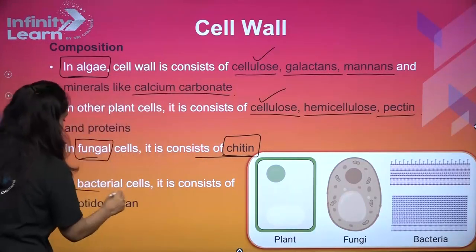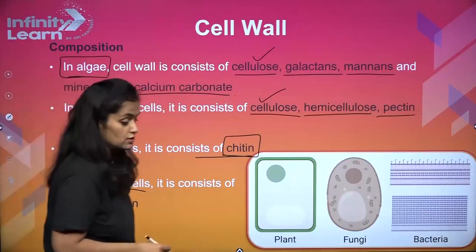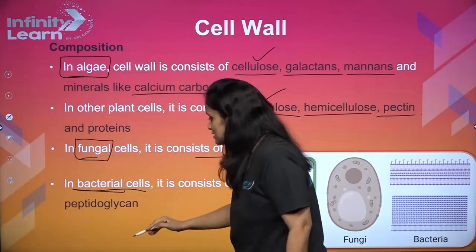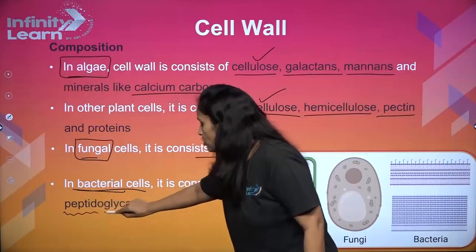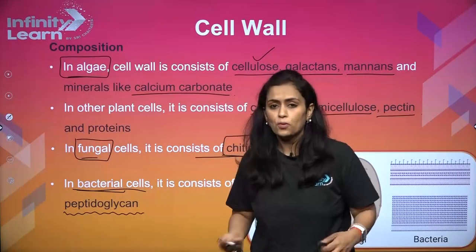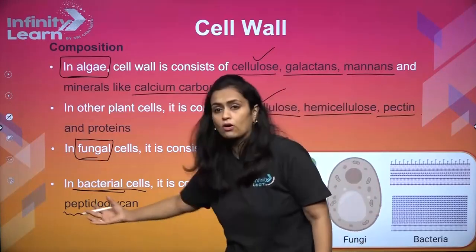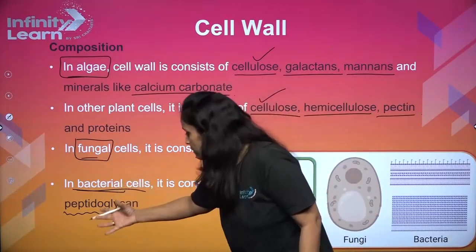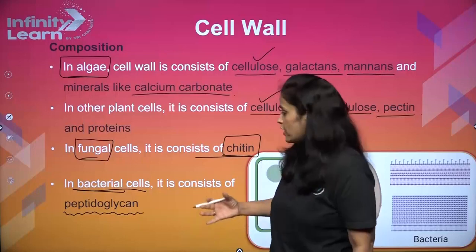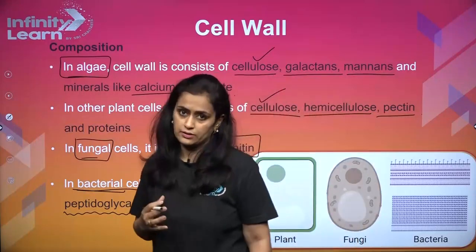Then in bacterial cells, very important, the cell wall is made up of peptidoglycan: peptido, protein, glycan, glucose, carbohydrates. So peptide and carbohydrates together, peptidoglycan. So it is made up of peptidoglycan.